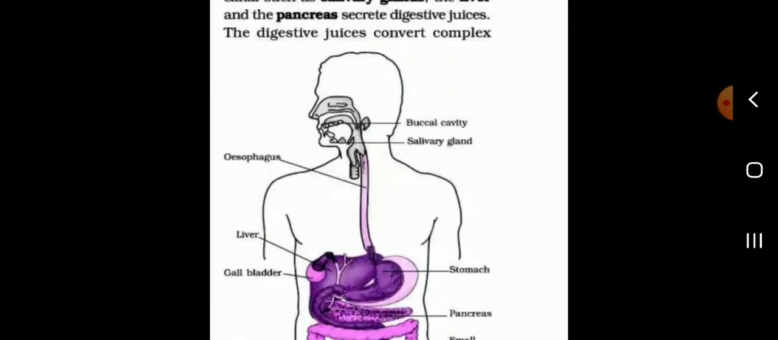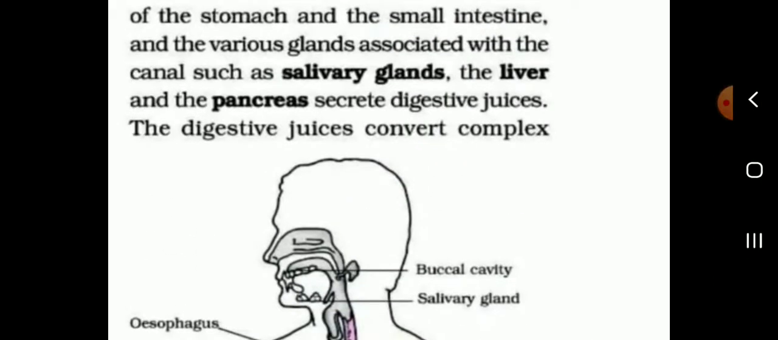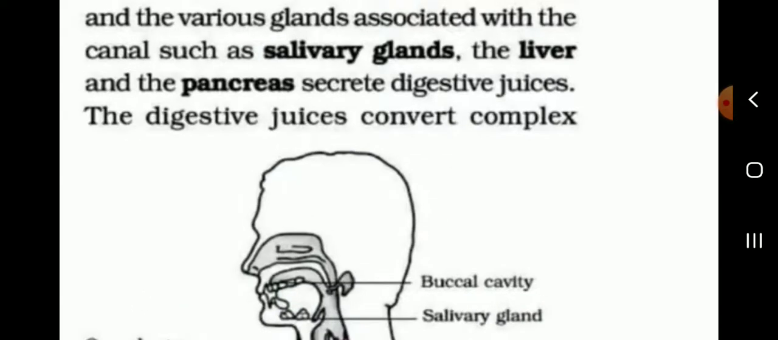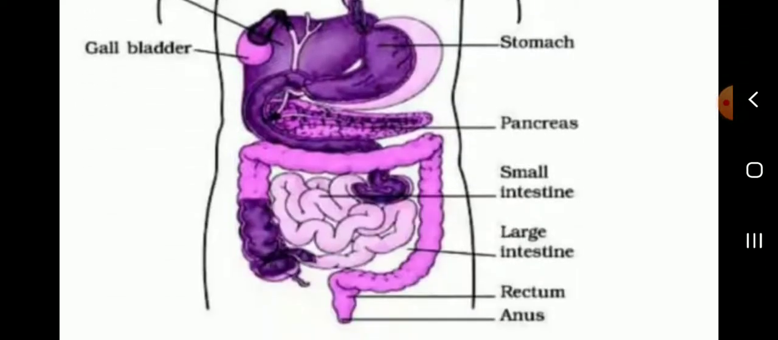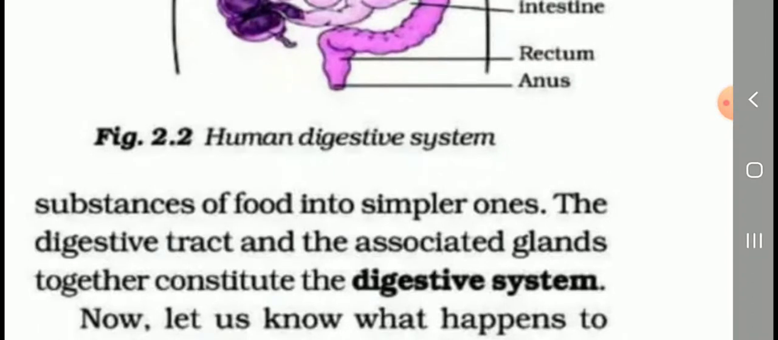Listen. The inner walls of the stomach and the small intestine, and the various glands associated with the canal, such as the salivary gland, the liver and the pancreas, secrete digestive juices. The digestive juices convert the complex substances of food into simpler ones. What is the digestive system? The digestive tract and associated glands together constitute the digestive system.